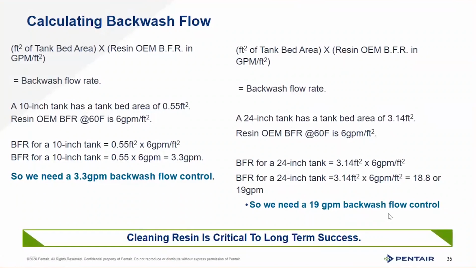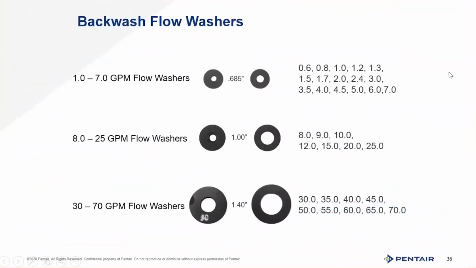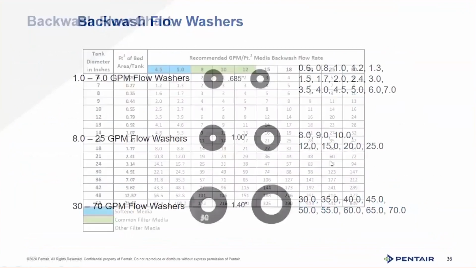Adding components to the valve here. Cleaning the resin is critical to long-term success. Do this well. Don't skimp on this. So here's all our backwash flow controls. Well, residential, I don't have a 3.3. I have a 3.5. I'm going to pick the 3.5. In the commercial, I don't have a 19. I'm going to pick a 20. All right. I've selected my flow washers there.